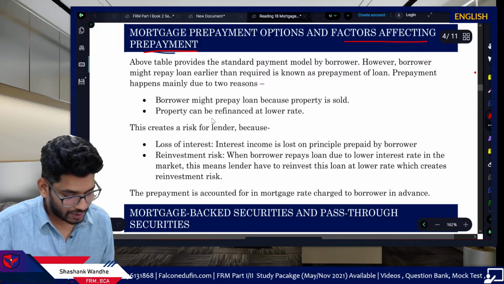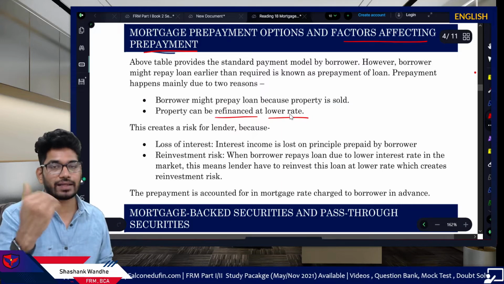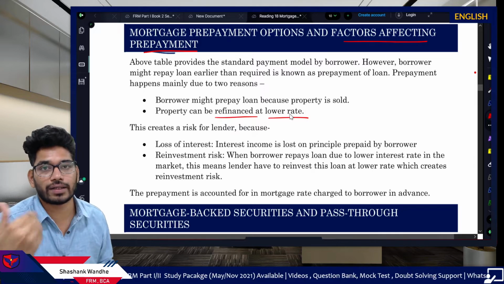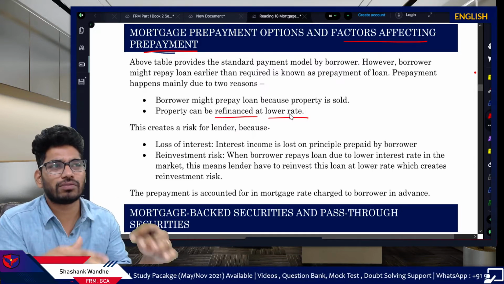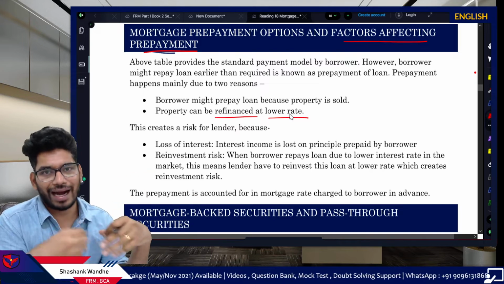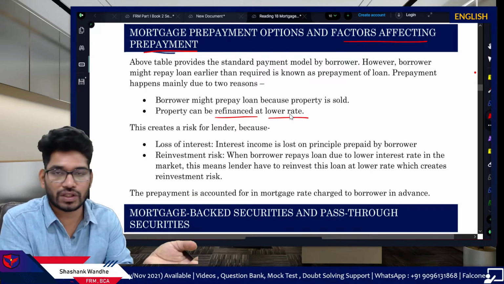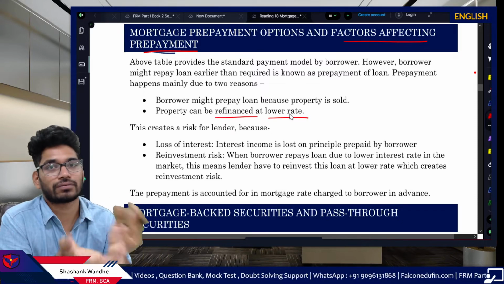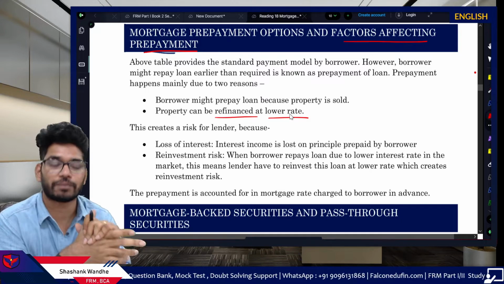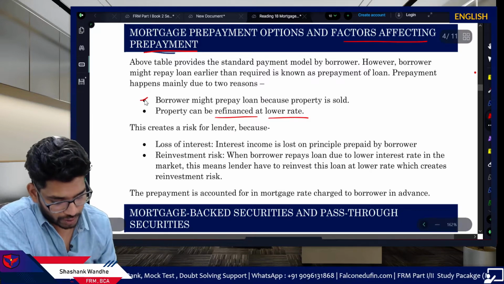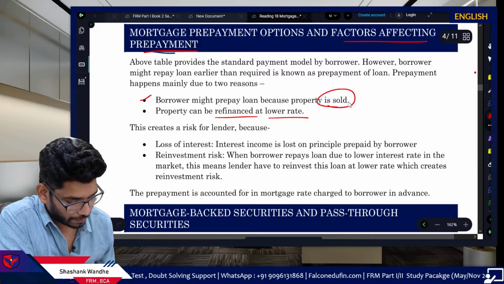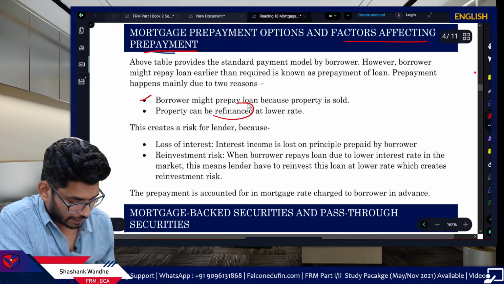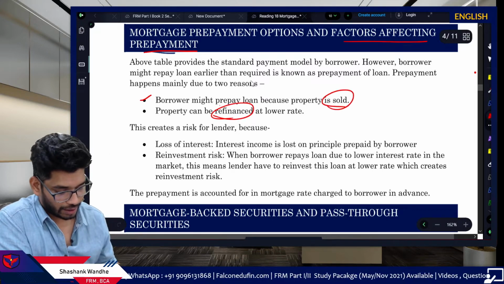Next is refinancing at a lower rate. Say you bought a house at a rate of 9%, and the current market rate is say 7%. It is better for you to refinance, take a new loan at 7%, repay your existing loan at 9%, and then for the rest of the mortgage life you have a decent 7% interest rate, right? So this is the second reason. The first reason is selling of the house, and then refinancing. Okay, sell and refinance.